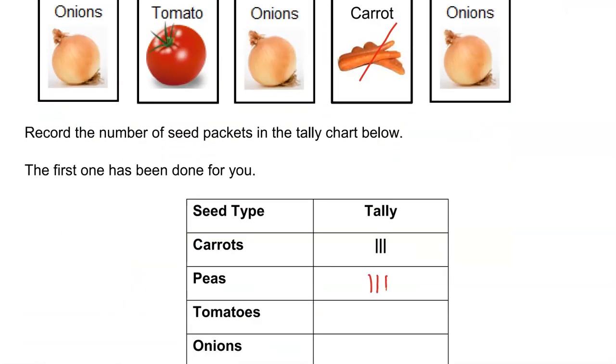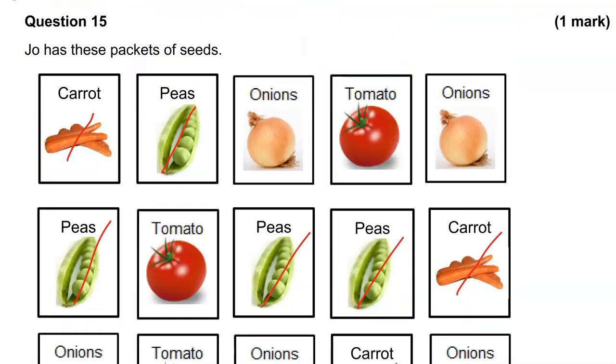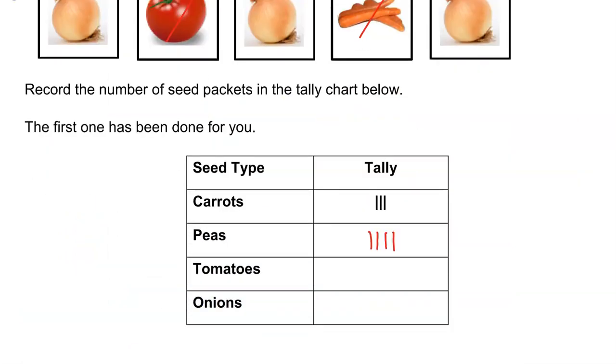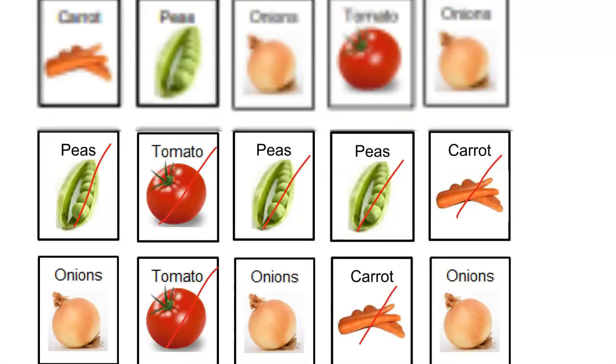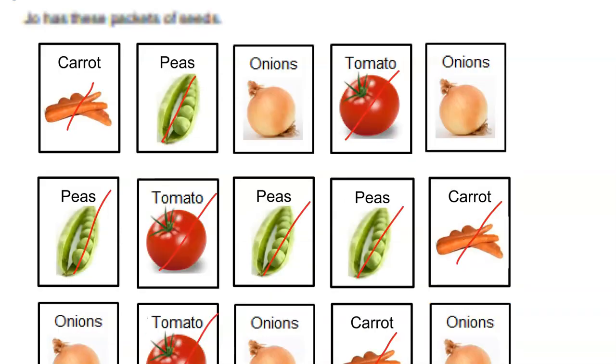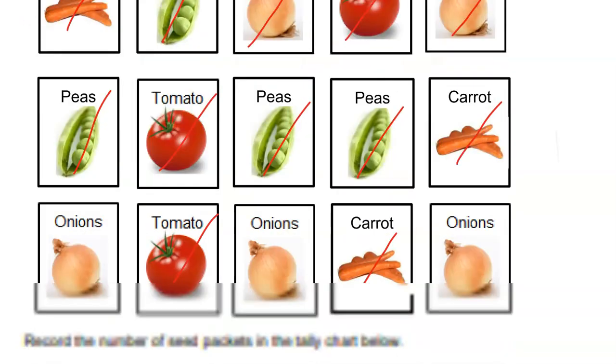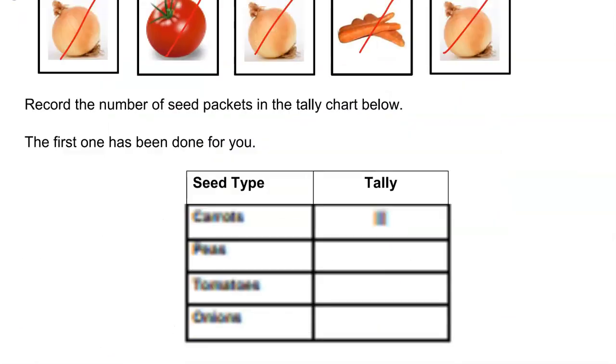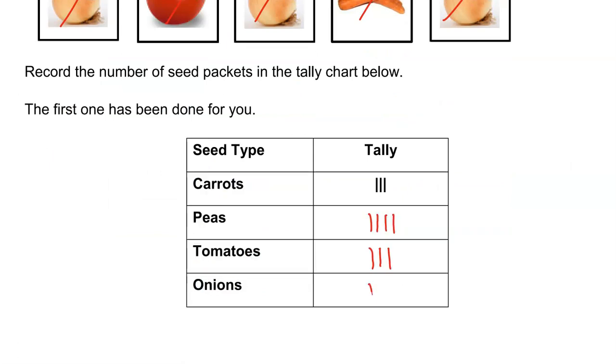Tomatoes, we've got 1, 2, 3 of them. So 1, 2, 3. Tallies. Onions, got 1, 2, 3, 4, 5 of them. So 1, 2, 3, 4, 5.